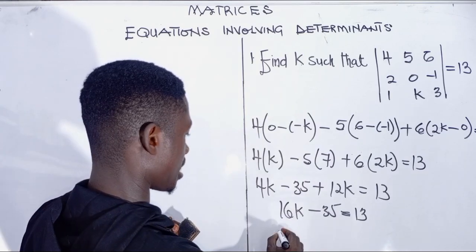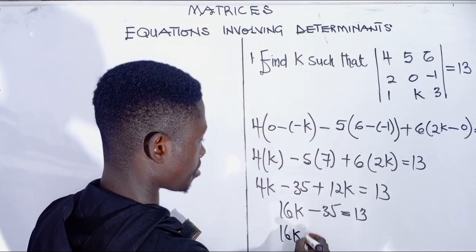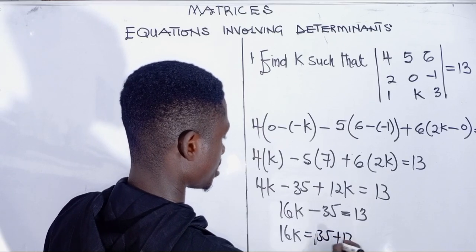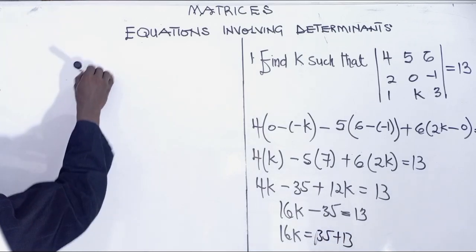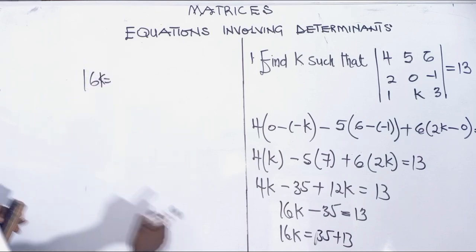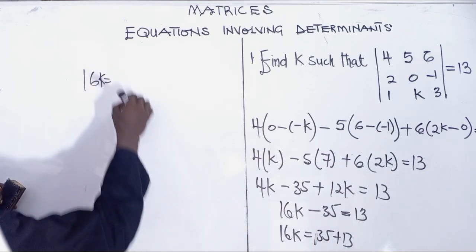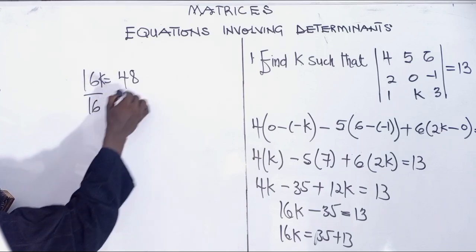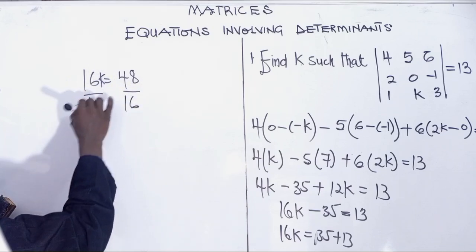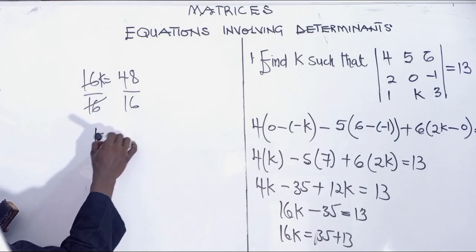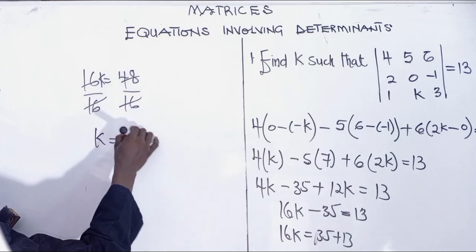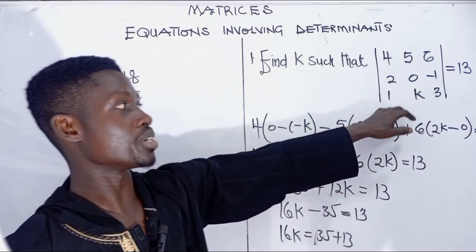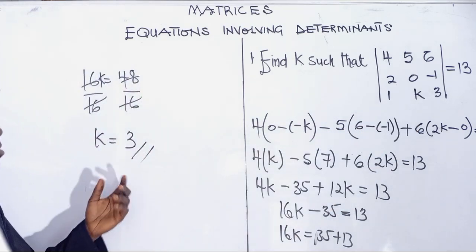So let's group some like terms. We have 16k is equal to 35 plus 13. 35 plus 13 will give us 48. We are looking for k, so let's divide both sides by 16. This and that will go, and we have our k to be equal to 3. So the value for k in this equation is k is equal to 3.